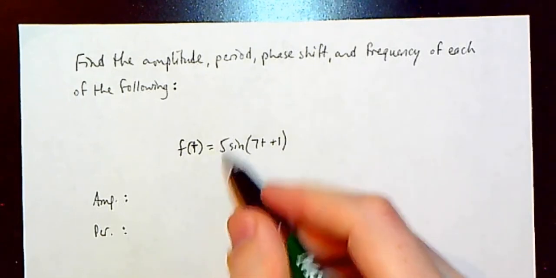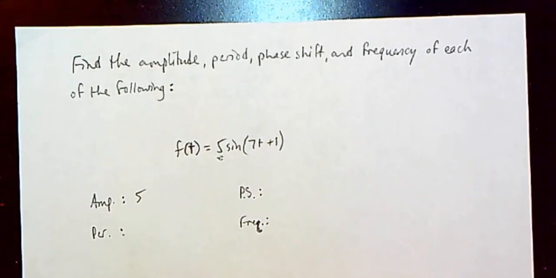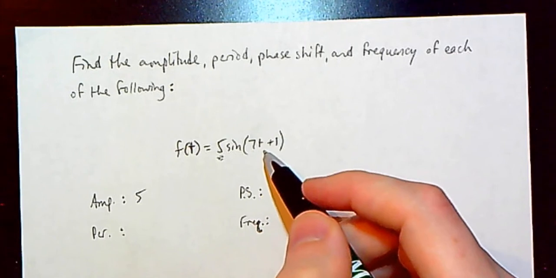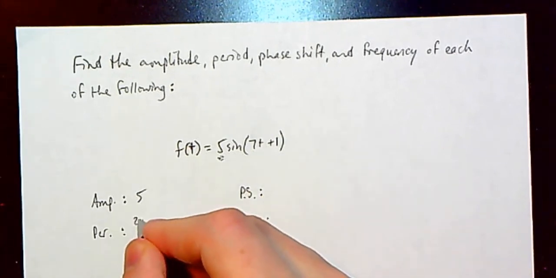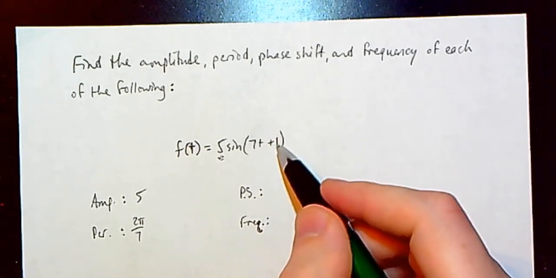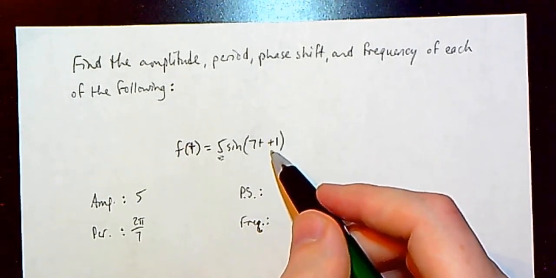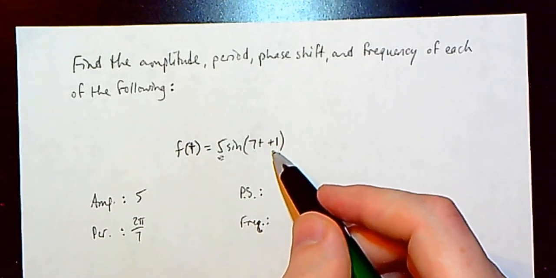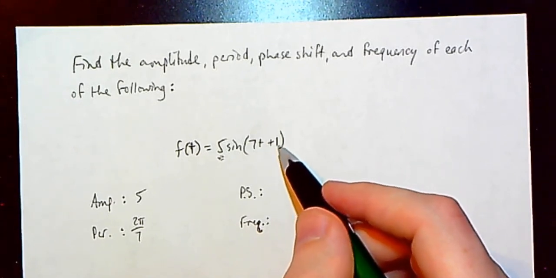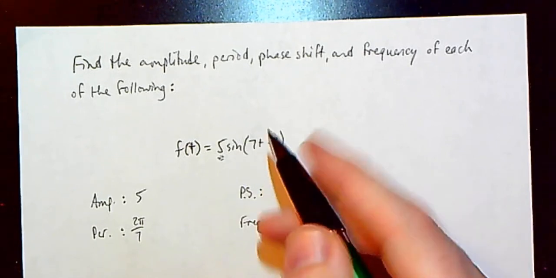Amplitude, absolute value of the constant in front of your trig function, or 5. Period, 2 pi over b, the number that's in front of your variable, so 2 pi over 7. The phase shift, again, if there's a plus here, then your C value is going to be negative. If there's a minus here, your C value is going to be positive. So it's plus 1, which means your C value is negative 1, divided by B, divided by that 7.